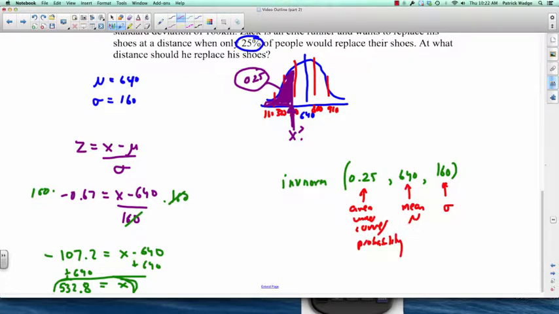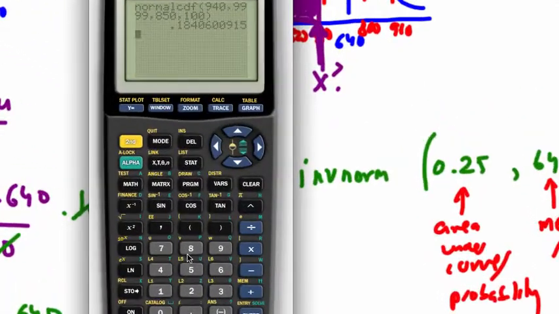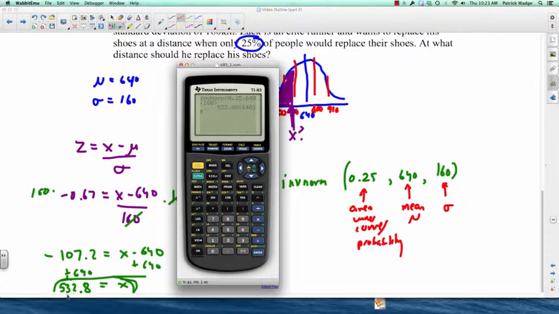Okay, so let's show you that. We need inverse norm. So it's the same thing, second vars again. Inverse norm is number 3 this time. And we put in our numbers: 0.25, comma, 640, comma, and 160. Hit equals, and we should get something very similar. I get 532.08, and our answer here was 532.8. It's pretty darn close.